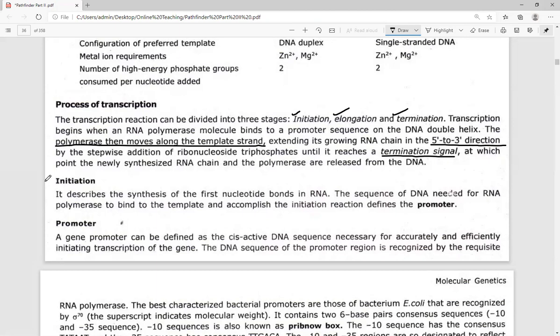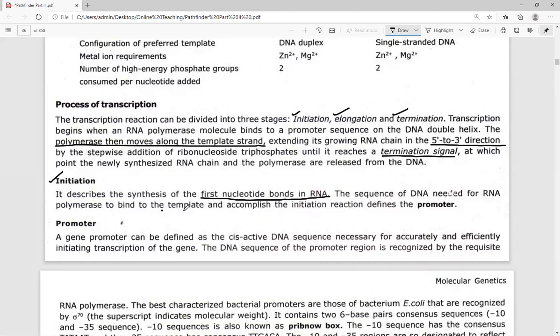Now, initiation. What happens in the case of initiation? The sigma factor is going to recognize the consensus sequences and is going to initiate the process by catalyzing the binding of the RNA polymerase to the promoter region. Initiation describes the synthesis of the first nucleotide bonds in the RNA molecule. The sequence of DNA needed for RNA polymerase to bind to the template and accompany the initiation reaction defines the promoter region.